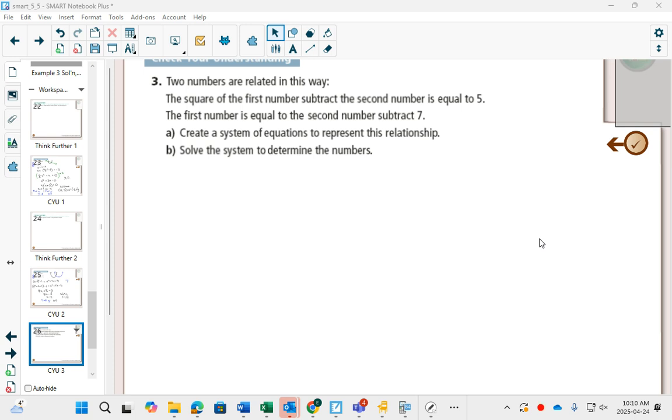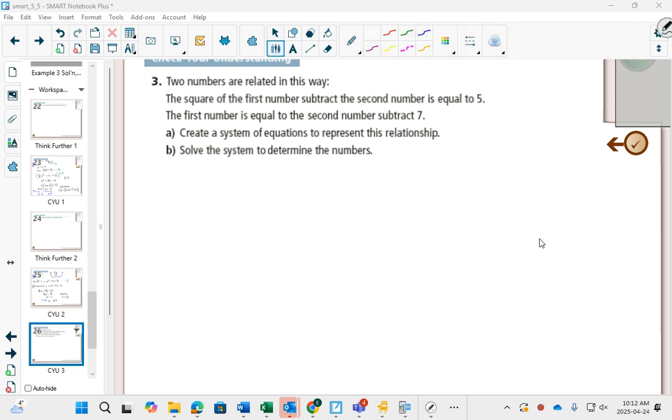Can you make equations for both of those sentences? Try it on your own. I'll give you a little bit of time. Then I will put up the actual equations. All right, let's see how you did.